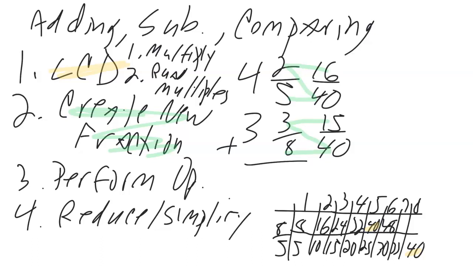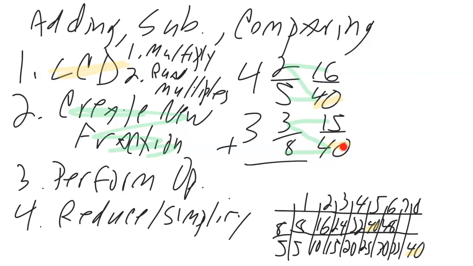So again, step number 1 is finding the lowest common denominator. We did that and we got 40. Step 2 is creating a new fraction, and so we did that. So now here's our new fraction. Because in order to add, subtract, or compare fractions, the denominator has to be the same. And you'll see when we get to multiplying and division, the denominator does not have to be the same. But when we are adding and subtracting, the denominator has to be the same.